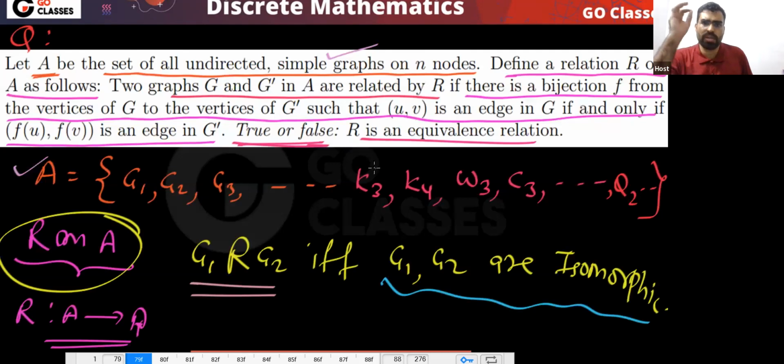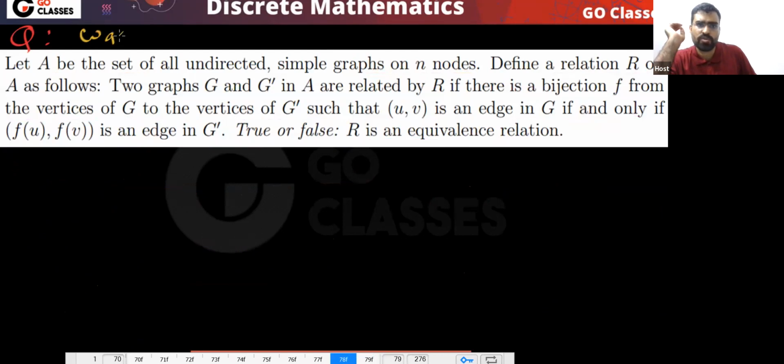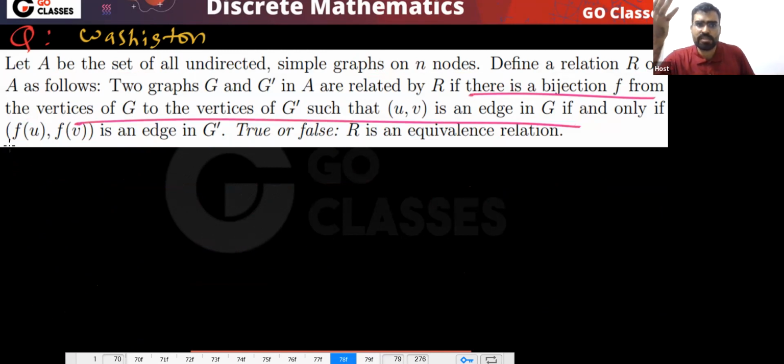So in this question, you can notice the definition of graph isomorphism is given. This is a standard university question. I think this is from Washington University. And you can notice in the GATE exam, they can ask you this type of question, because in the GATE exam, they will not mention the word isomorphism. They will directly give you the definition of isomorphism.